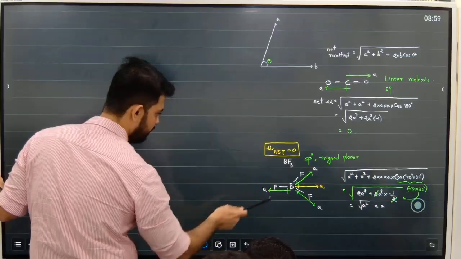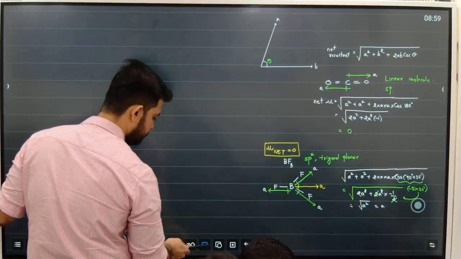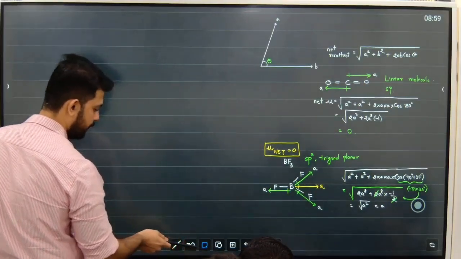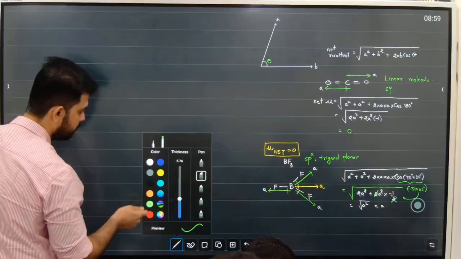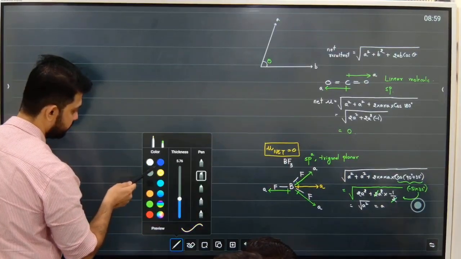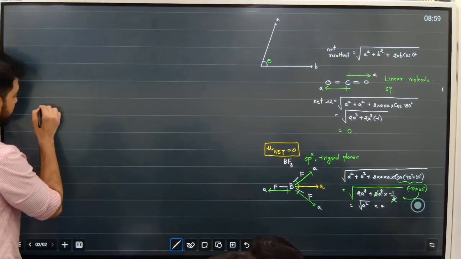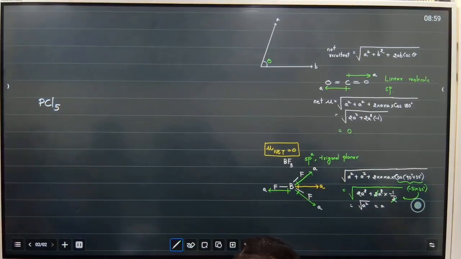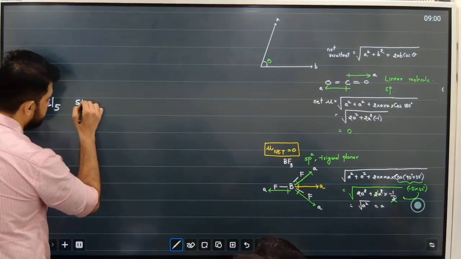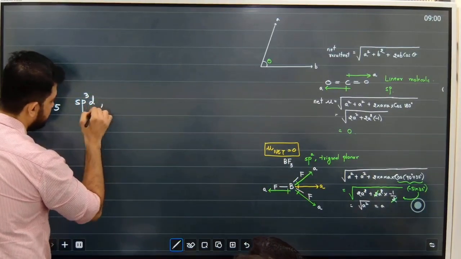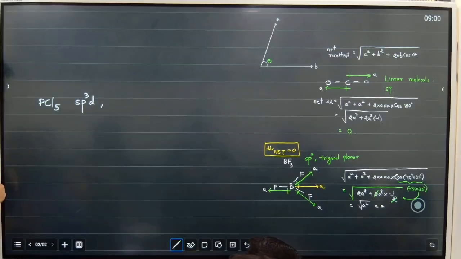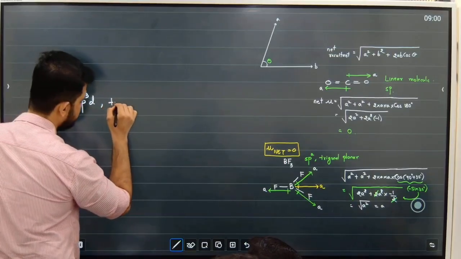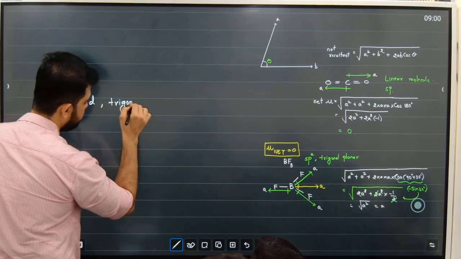Now you don't have to solve it completely mathematically every time. You can just look at a particular molecule and identify that. Let's say the next molecule that I have is PCl₅. What was the hybridization for PCl₅? sp3d. What was the geometry? Trigonal bipyramidal.